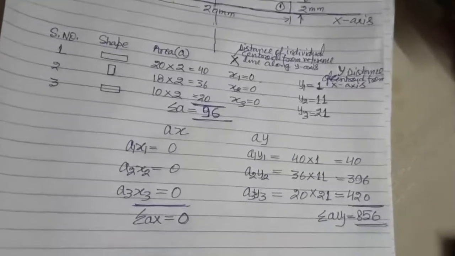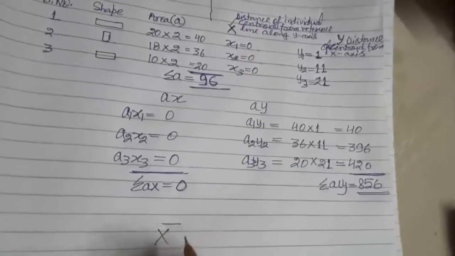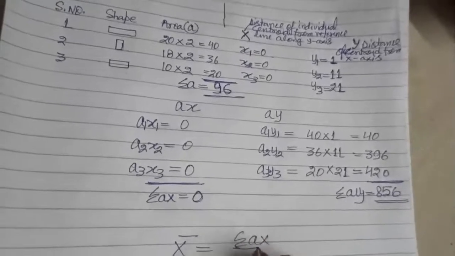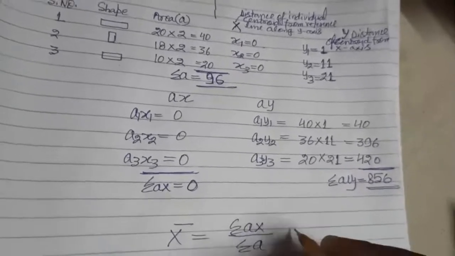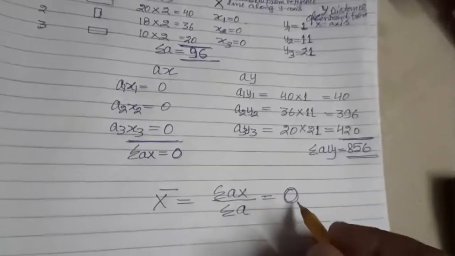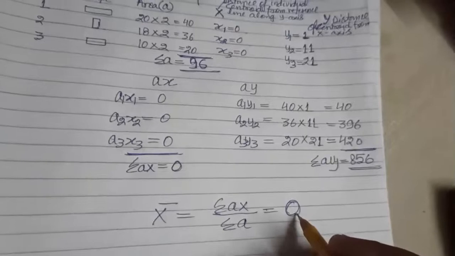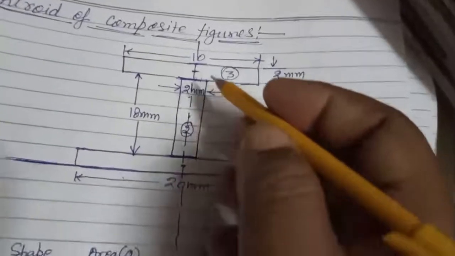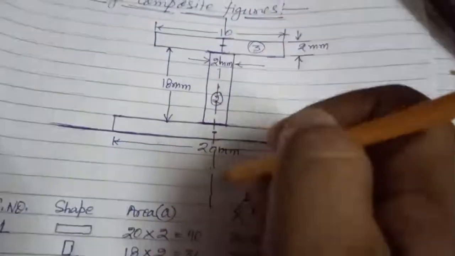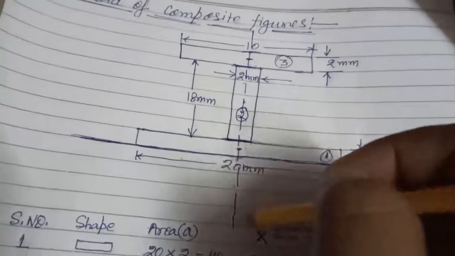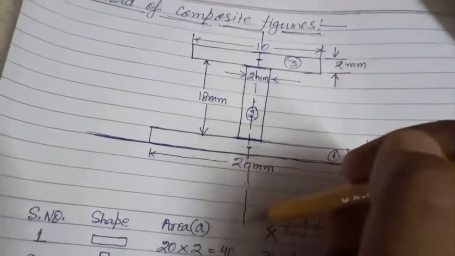Now from the formula, X bar is equal to summation AX upon summation A. This will be equal to 0. This being 0 means it is lying over the same reference line. So as we have said earlier, the centroid of this figure will lie over this line of symmetry.